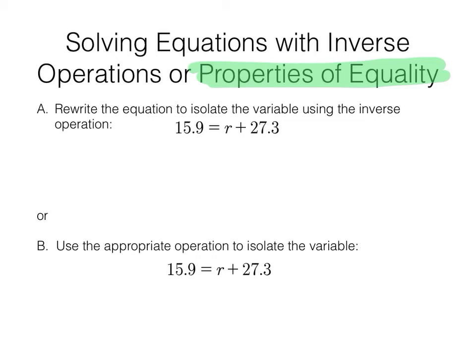But I'm going to show you 2 different ways to solve equations. So you do have properties of equality, then you also have using inverse operations. So with this one, we're going to use inverse operations. We have 15 and 9/10 equals r plus 27.3. We have addition in the problem, and what I'm saying when I say inverse operations, I'm saying let's take the plus 27.3 and make it a minus 27.3 on the other side.